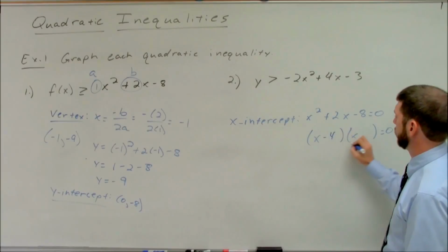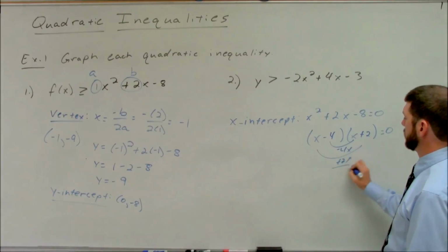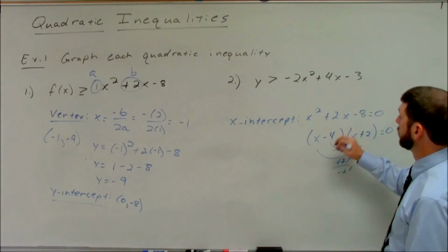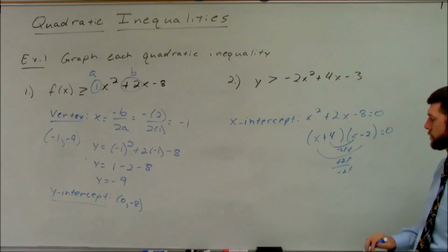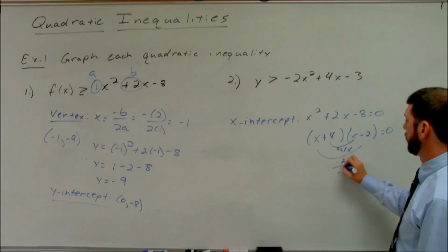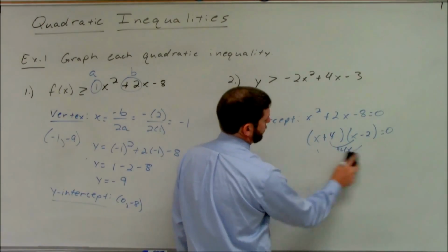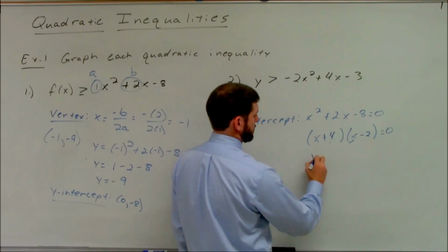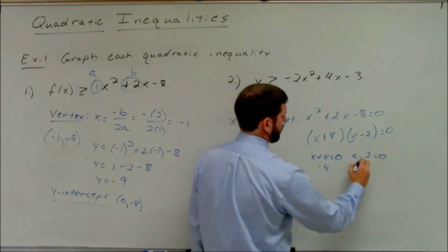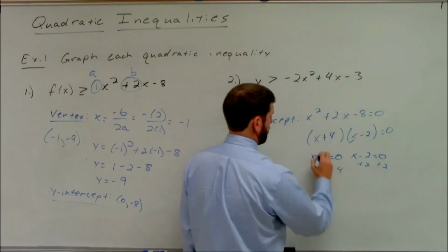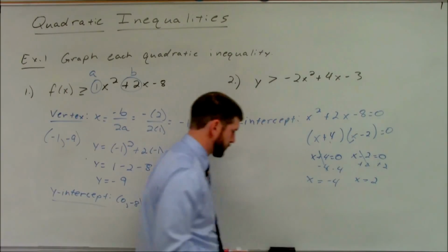So negative 8 is negative 4 times positive 2. Negative 4x plus 2x is negative 2x, which is not the positive 2x we need, so if you need to change your signs, change your signs. So positive 4, negative 2, positive 2x. So good thing I checked that one. So we factor, set each factor equal to 0. So move your 4, move your 2. So x is equal to negative 4, x is equal to positive 2.